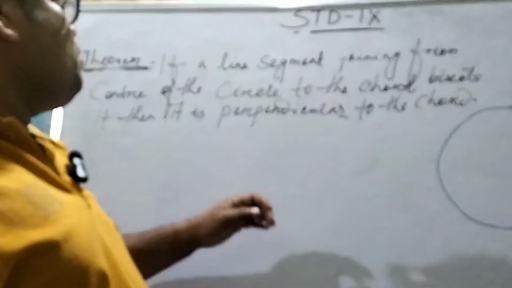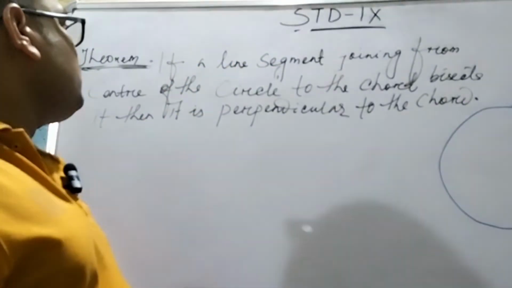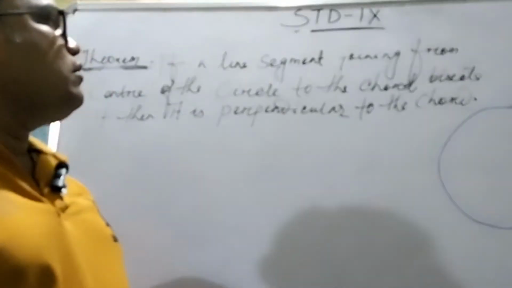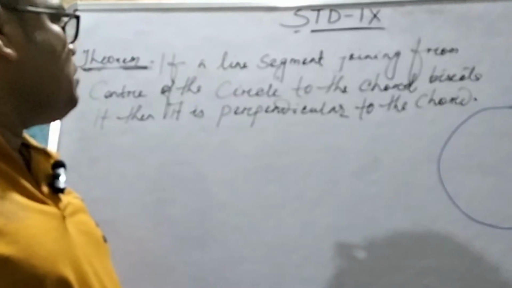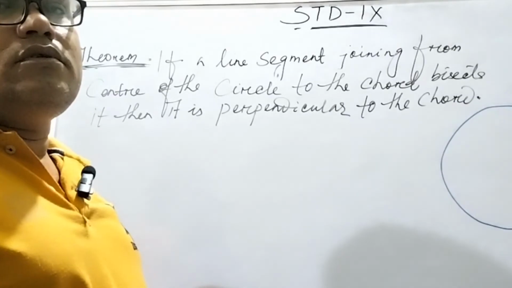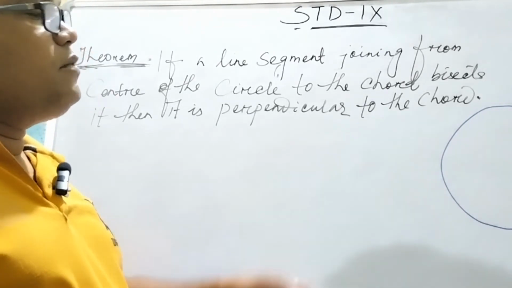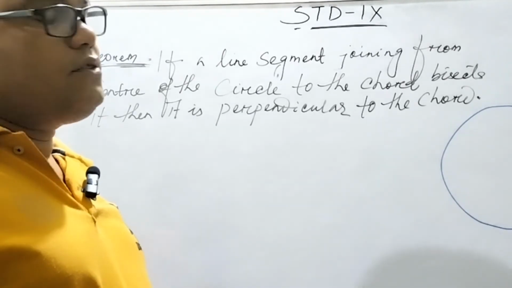The theorem is like this: if a line segment joining the center of the circle to the chord bisects it, then it is perpendicular to the chord. Just the reverse of the theorem that I had discussed in the last class.